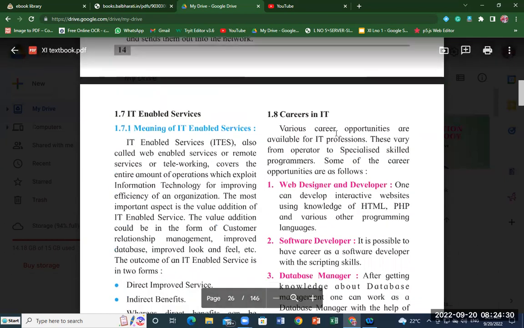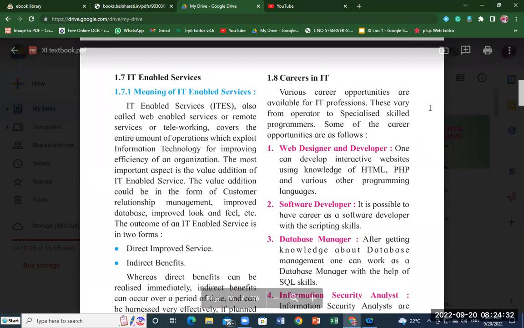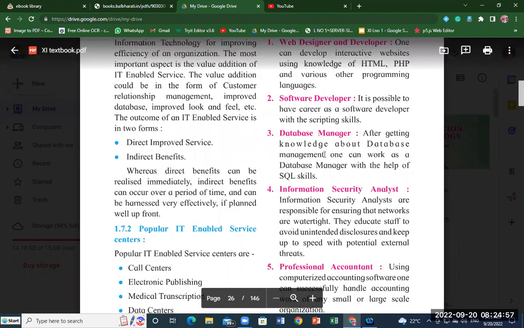What different careers you can get in IT? Various career opportunities are available in the IT profession. These vary from operator to specialized skill programmers, right? I can be a small operator also. Plus, if I have achieved some skill or some programs I have done, a programming course I have done, or a diploma or something like that, I can go for a specialized job also. Some of the career opportunities are as follows.